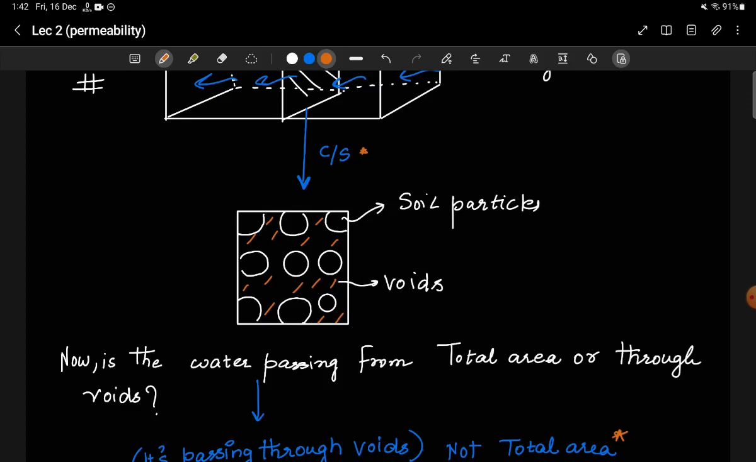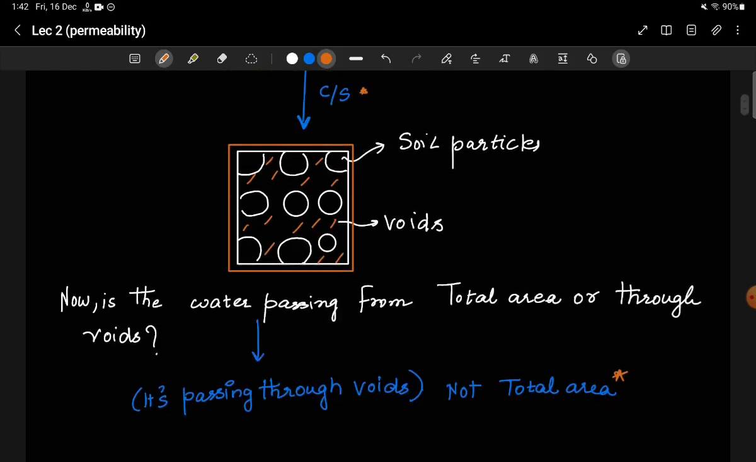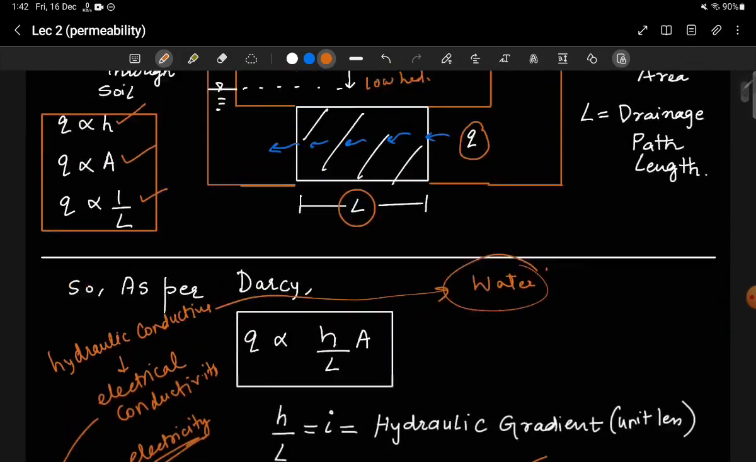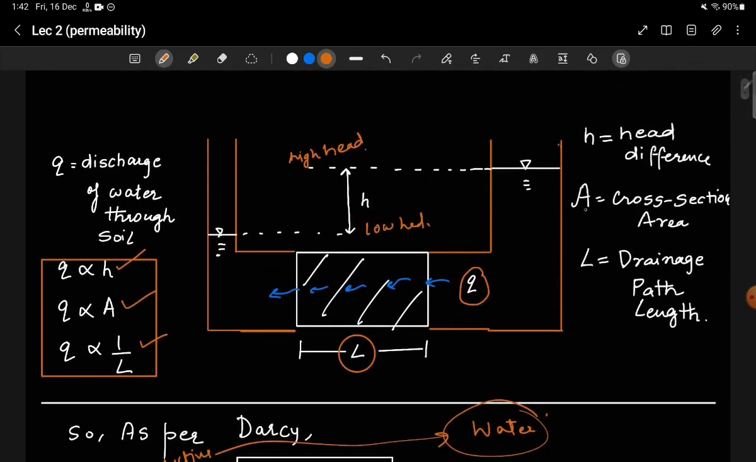So now, is the water passing through the total area? Total area means this whole area, or is it passing through the voids? Of course, water will easily flow through the voids. Soil particles से तो उसे hindrance मिलेगी solids से, soil solids से. So it is passing through the voids, not total area. But डार्सी ने जब अपना एक्सपेरिमेंट किया और जब डार्सी ने अपना लॉ दिया तो यहाँ पर उसने क्रॉस सेक्शनल एरिया लिया है, यानी कि पूरा एरिया.